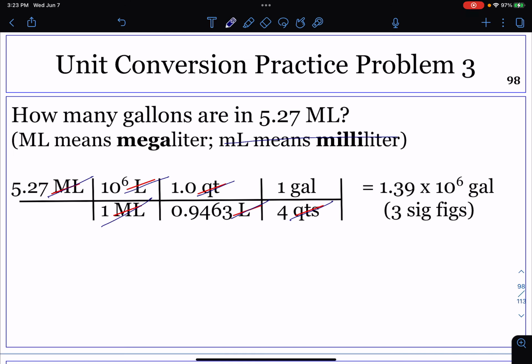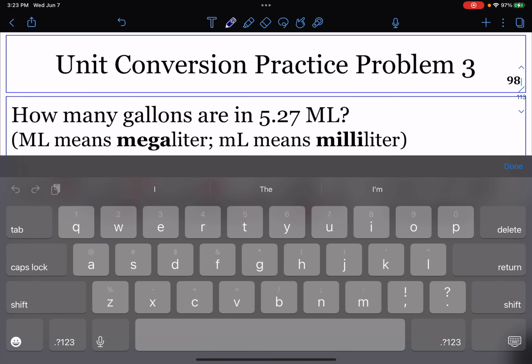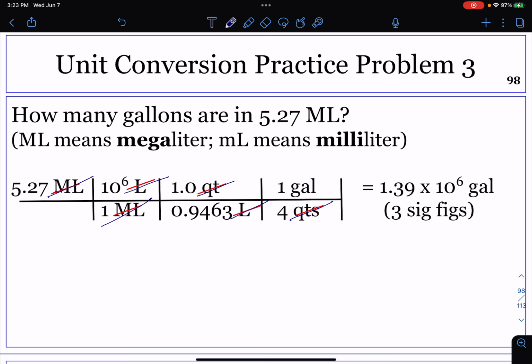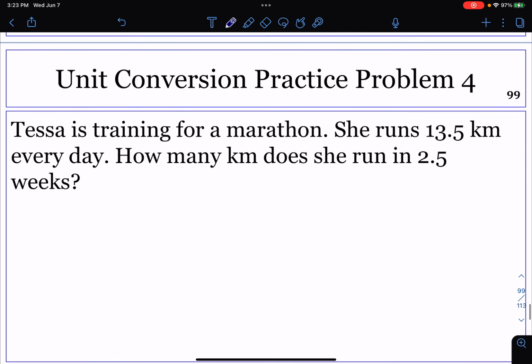When you multiply across the top and divide across the bottom, and then round it to 3 significant figures because 5.27, this value here, has only 3 sig figs, we get 1.39 times 10 to the 6 gallons. And this one is important to write in scientific notation, not only for the sig figs, but also just because there would be a lot of extra digits at the end that we don't need.